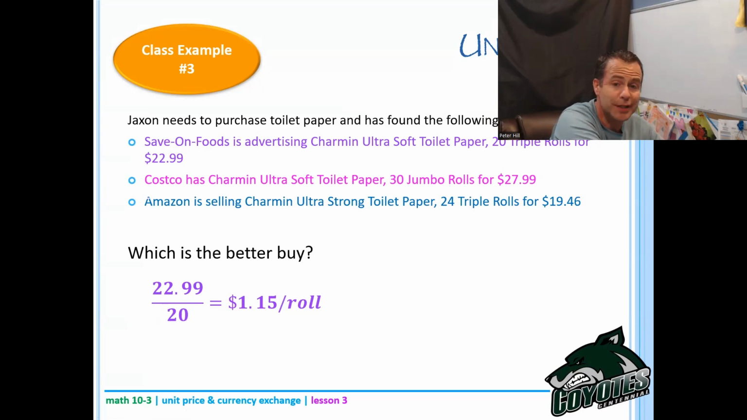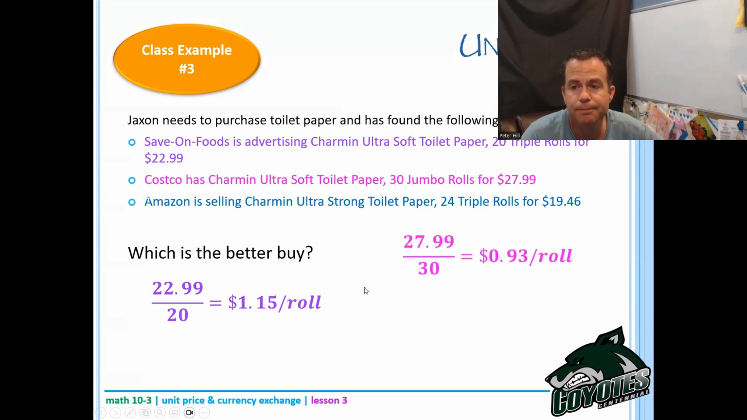Costco is 30 jumbo rolls for $27.99. So we'll go $27.99 because the price has to go on the top, divided by 30, and that's going to give me 93 cents a roll.